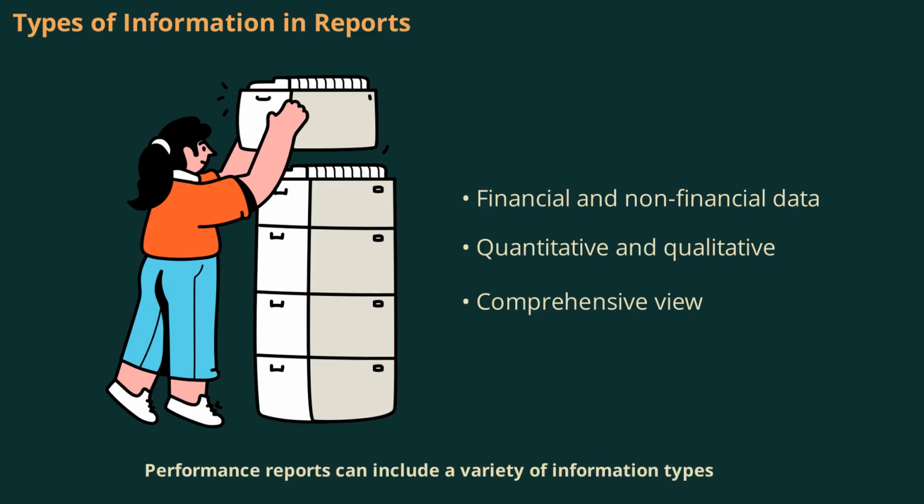Performance reports can include a variety of information types. Financial data such as sales, profits, and costs are common, but non-financial data is equally important. Quantitative non-financial data might include sales volume or number of complaints, while qualitative data covers aspects like reputation, customer satisfaction, and staff morale. Including both financial and non-financial information provides a more complete picture of organizational performance.